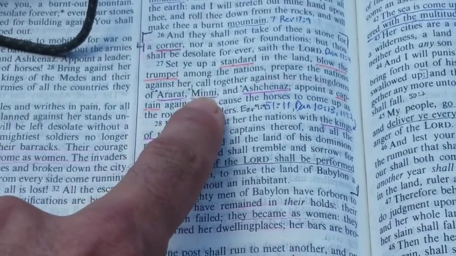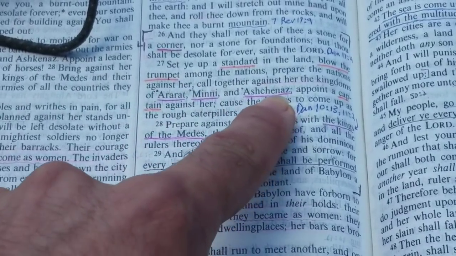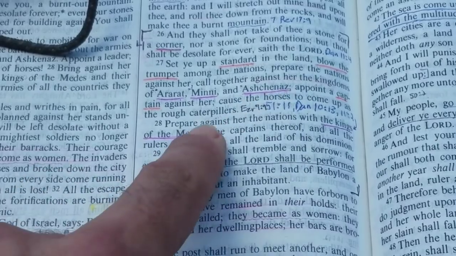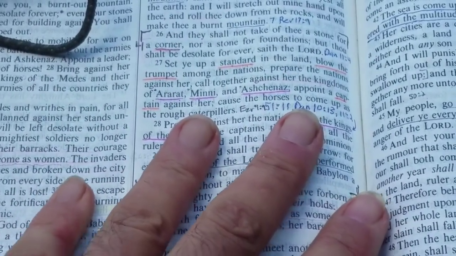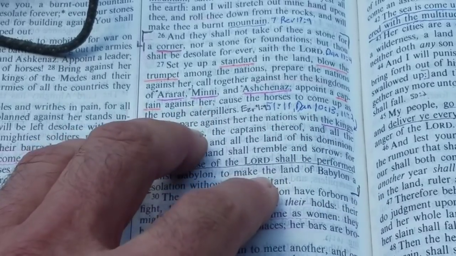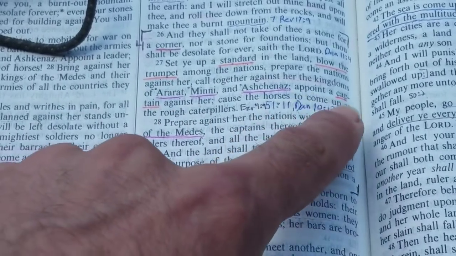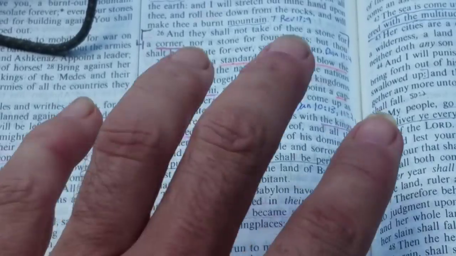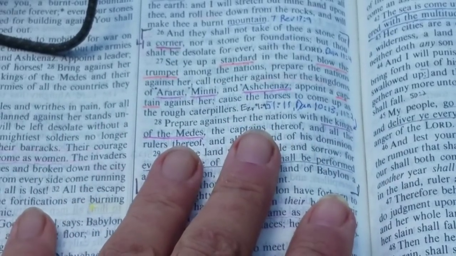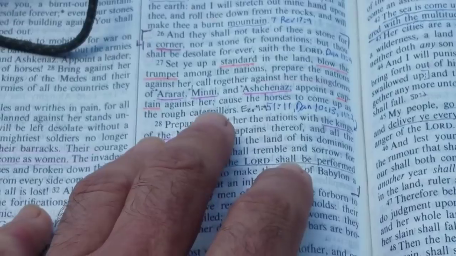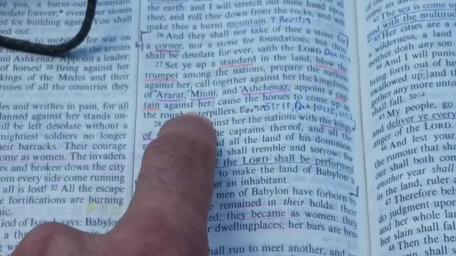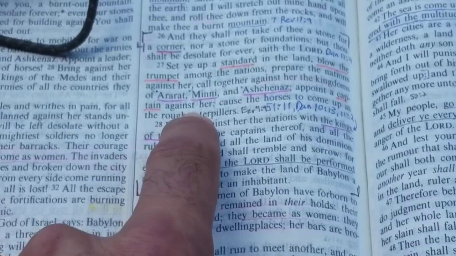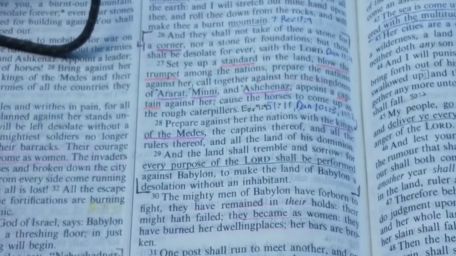Now here are the 4 angels right here: Ararat, Minni, Ashkenaz, and the Medes. These are the 4 angels right here. It's in verses 27 and 28. And it said, "Appoint captains against her." These are the 4 captains of the host, guys. Okay? "And cause the horses to come up." So these are the horses that you see in Revelation at the 6th trumpet army.